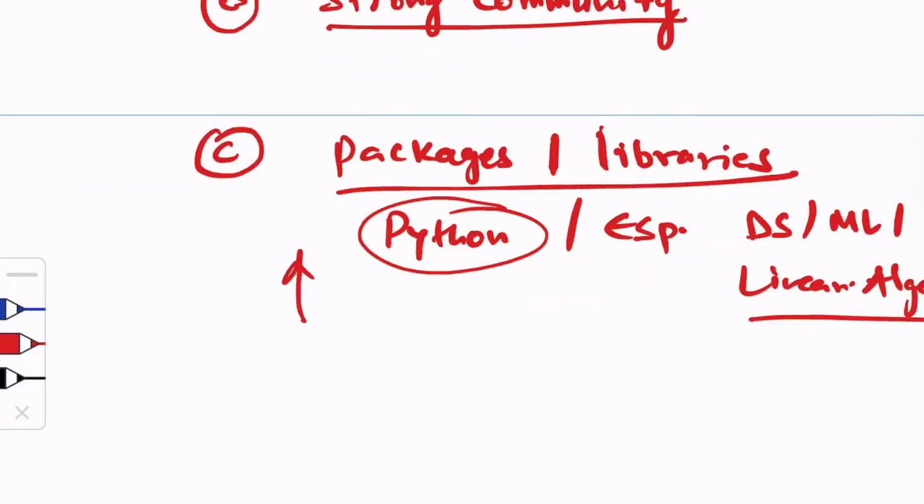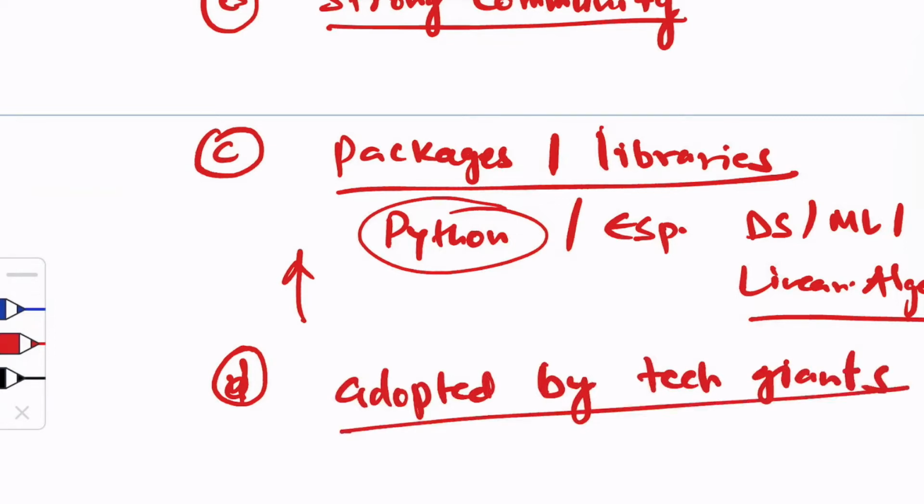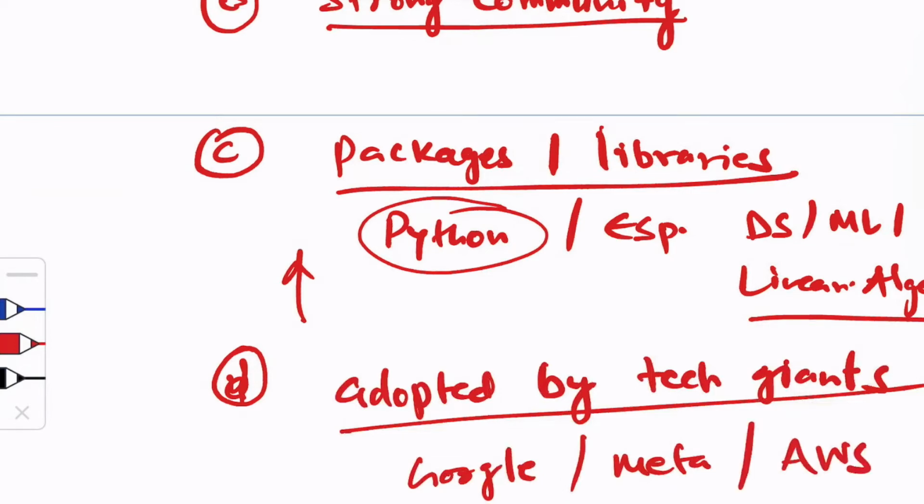Now the fourth thing, let me put it at D. Any open source language can become more popular if it is being adopted by tech giants. Okay, so they usually popularize it. If they start using it, others also follow suit. So Python was adopted initially by Google, as I said. Then it's being used by Meta. It's being used by Amazon. So everybody has started using it.